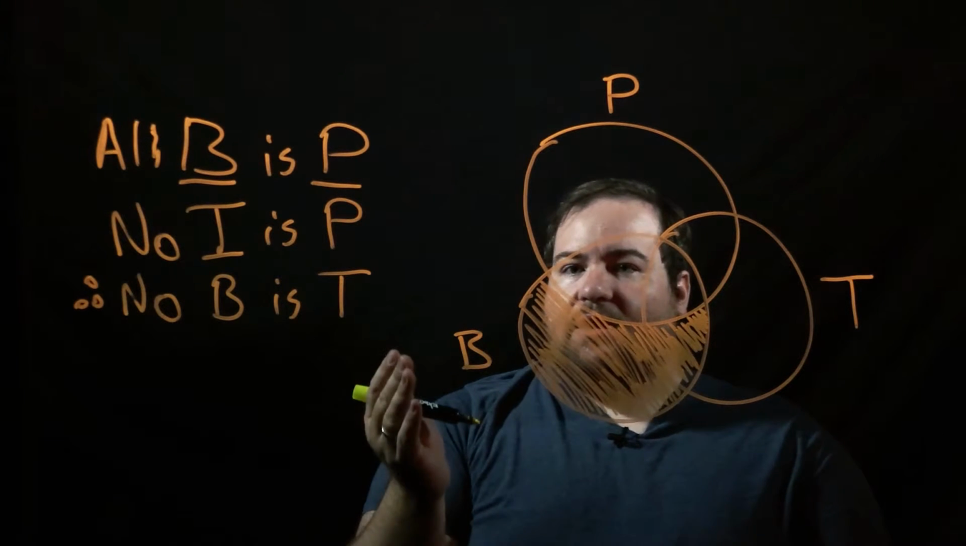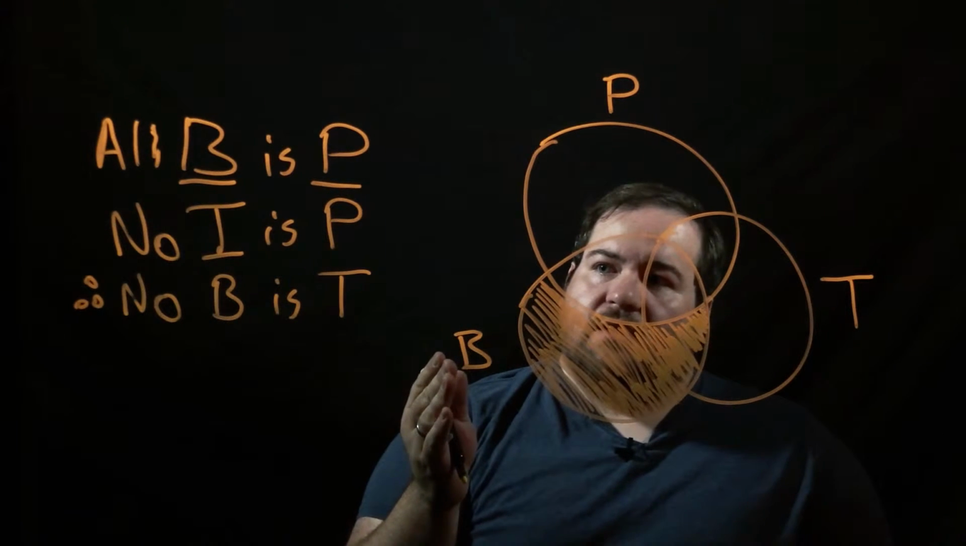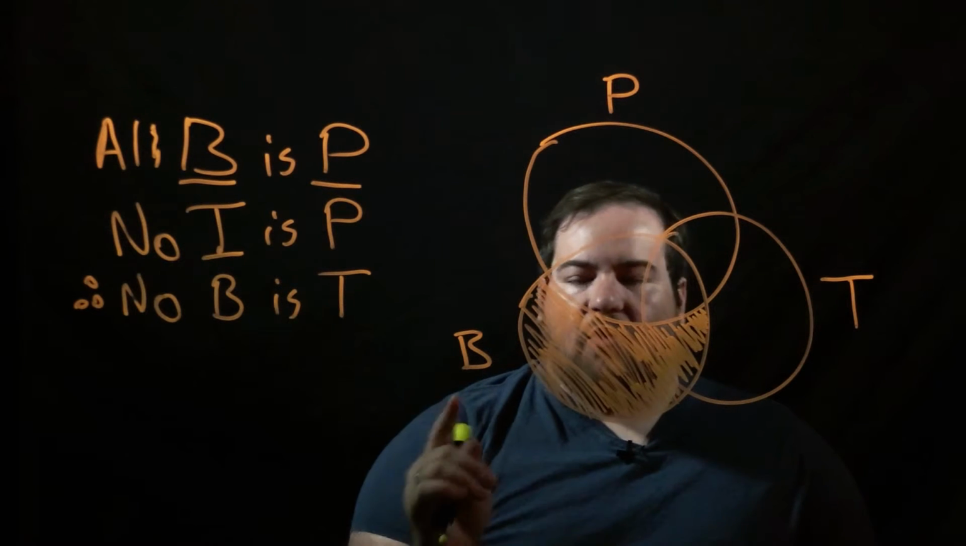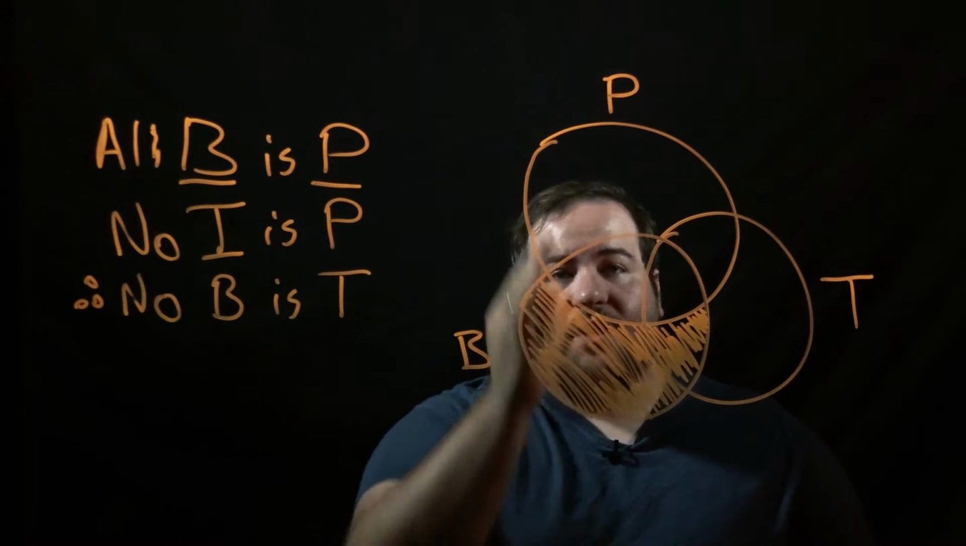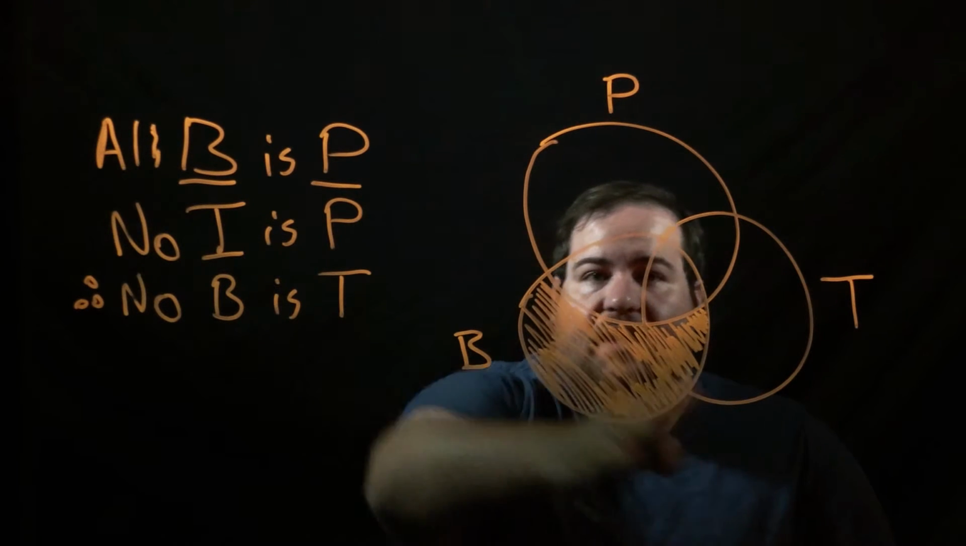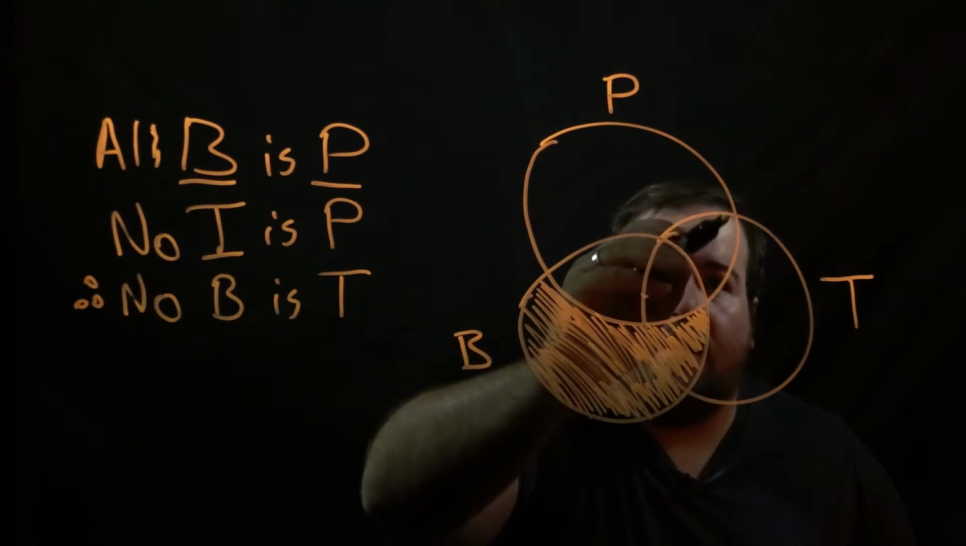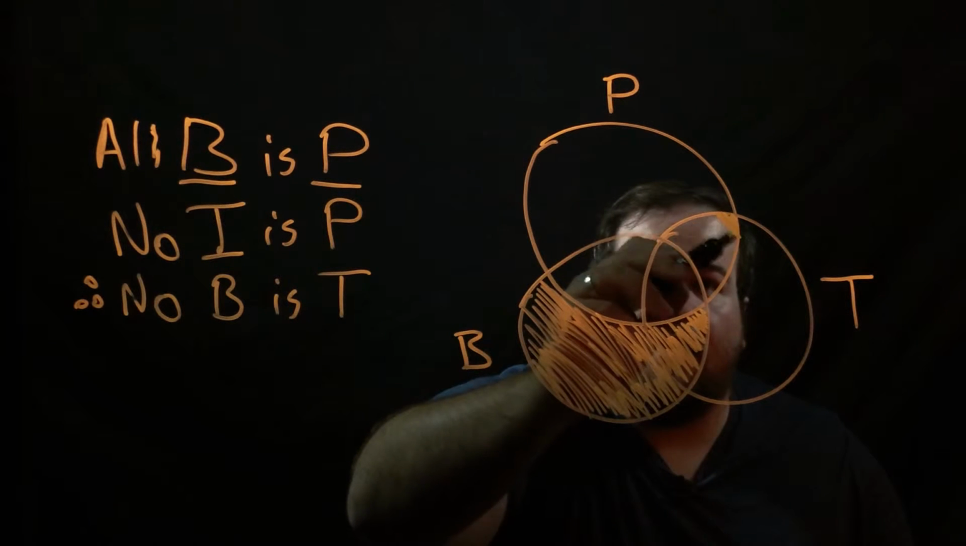Right? There we go. Then I look at my second premise. No taco is perfect. That means there is no part of T that touches P, right? So I shade that area as well.